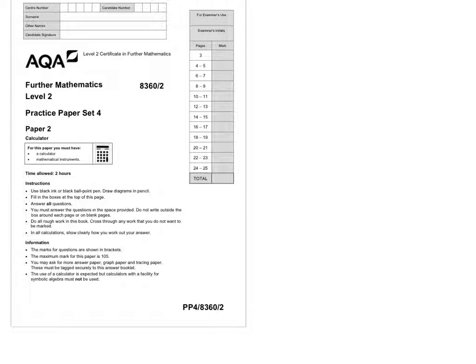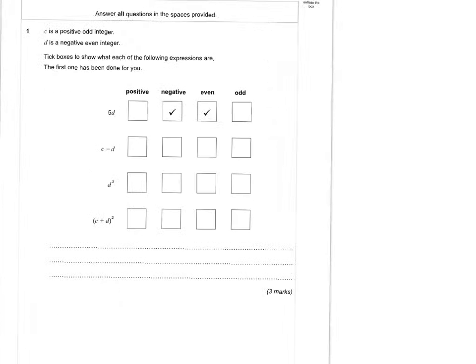Practice paper set 4, paper 2, so calculator paper. Formula sheet. Question 1. C is a positive odd integer, D is a negative even integer. Tick the boxes to show the expressions.